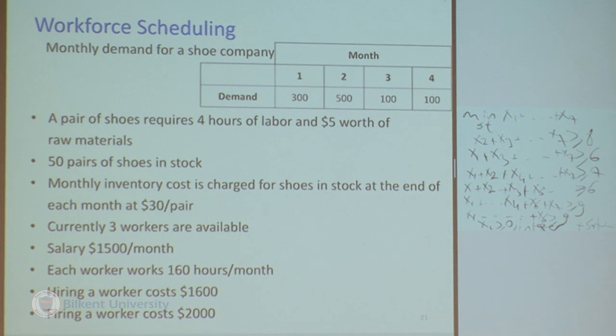This gives our environment. What is the setting? Each pair of shoes requires 4 hours of labor and $5 worth of raw material. I'm producing, right? So for a pair of shoes, I need 4 hours of labor and $5 material. What else? Currently, I have 50 pairs in my inventory. So I have some stock that I could use, but this month I require 300, right? So at least this month I have to produce at least 250 so that I satisfy this month's demand. But I do have some in my inventory.